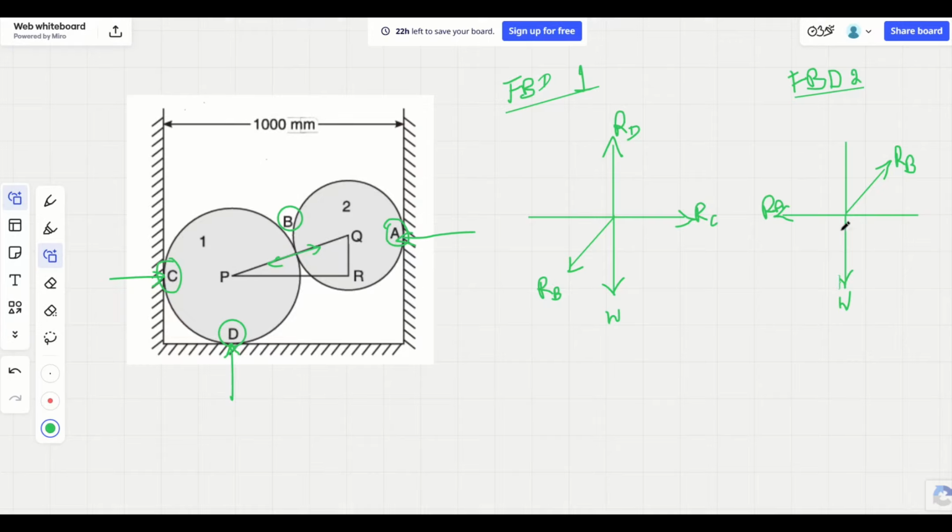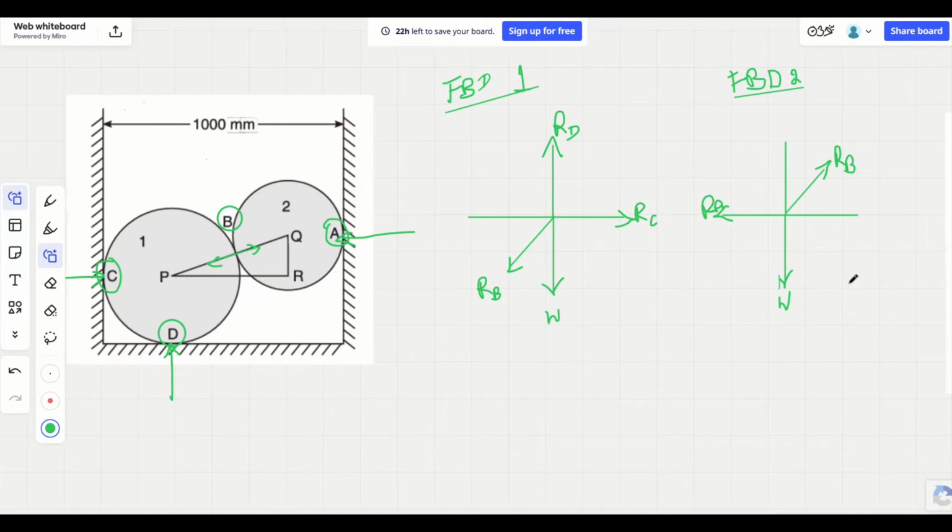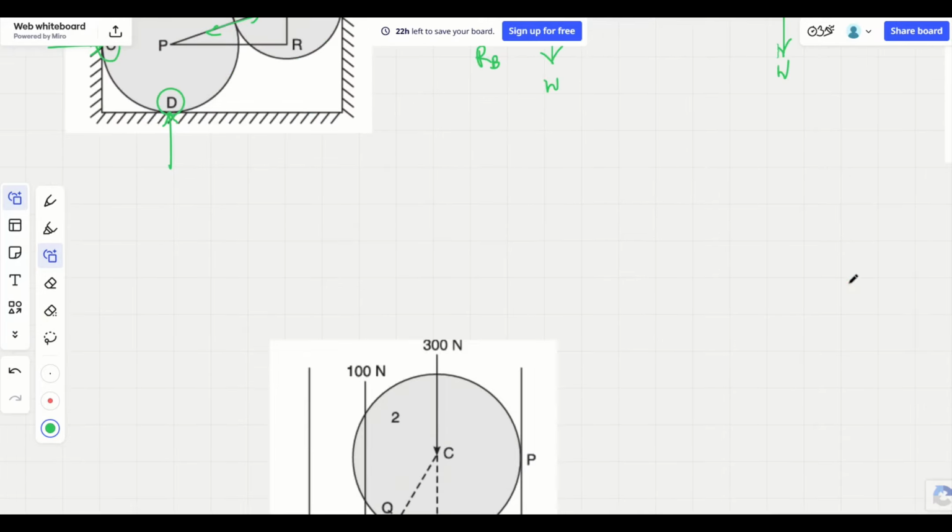Understood how to draw the free body diagram for sphere 1 and sphere 2? Just take the normal reactions acting at a contact point and draw them on the quadrants here. I hope you understood how to draw this. So we'll move on to another one now.